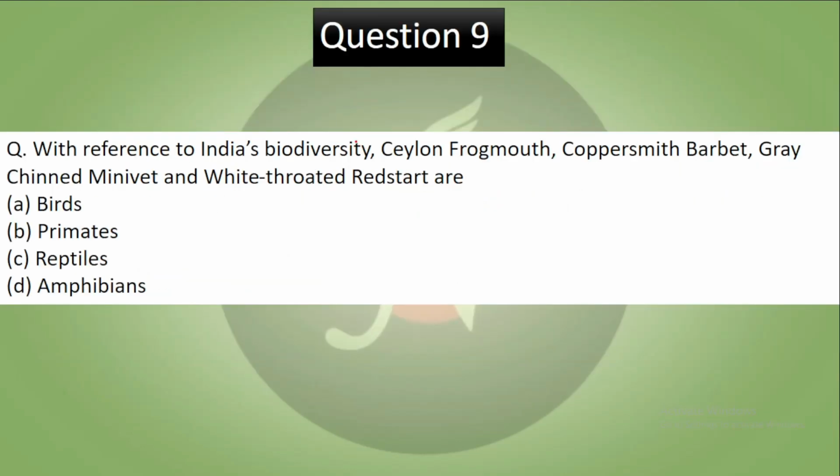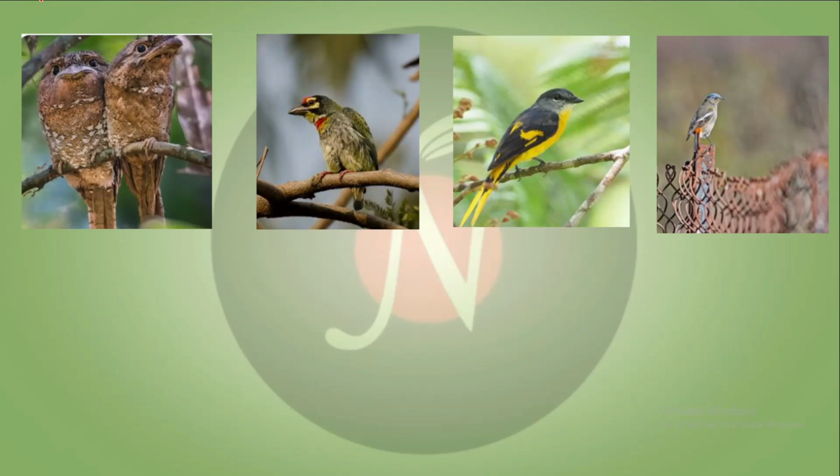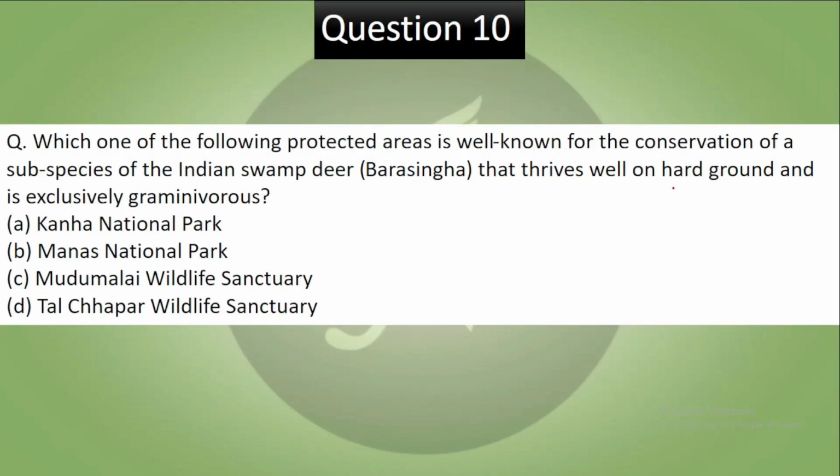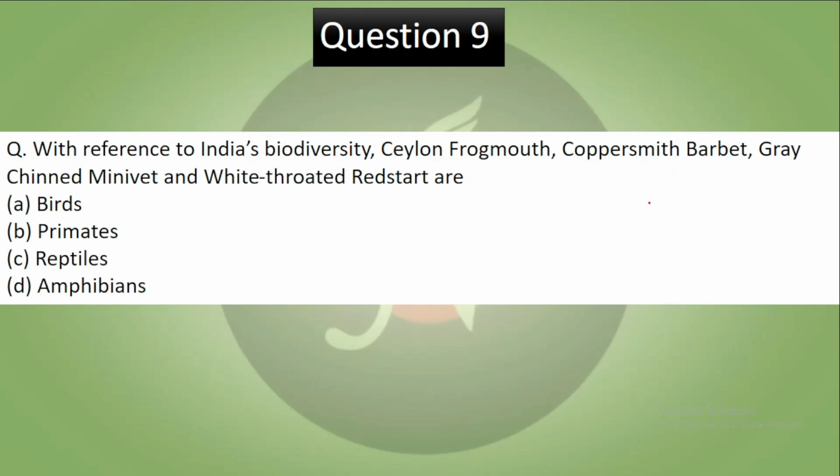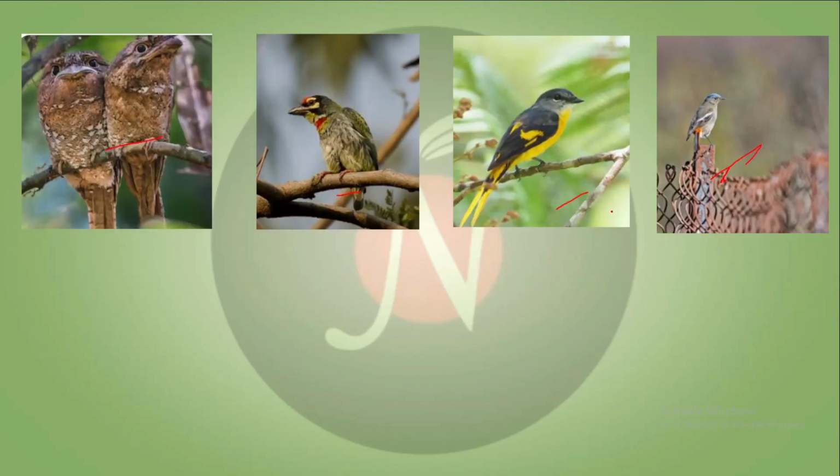Question 9. With reference to India's biodiversity, Kalian frogmouth, coppersmith barbet, grey-chinned minivet, white-throated redstart are birds, primates, reptiles, or amphibians. Pause the video. Try to answer. Now let's see the birds. So this one is the frogmouth, this one is the coppersmith barbet, this one is the grey-chinned minivet, and this is the white-throated redstart. So these all are birds.